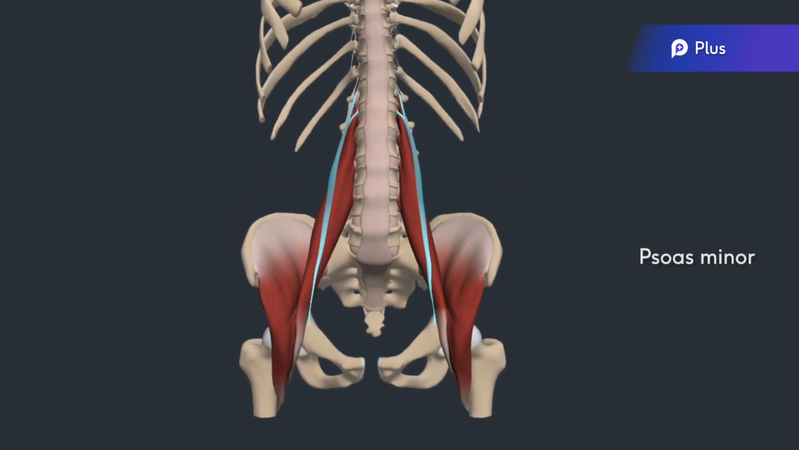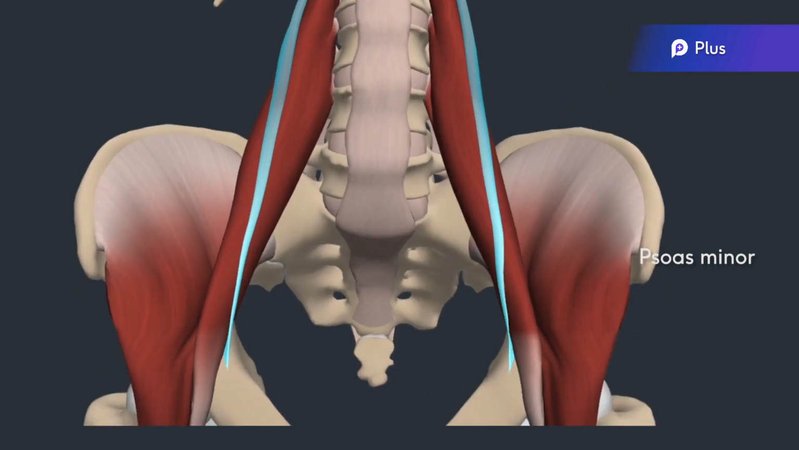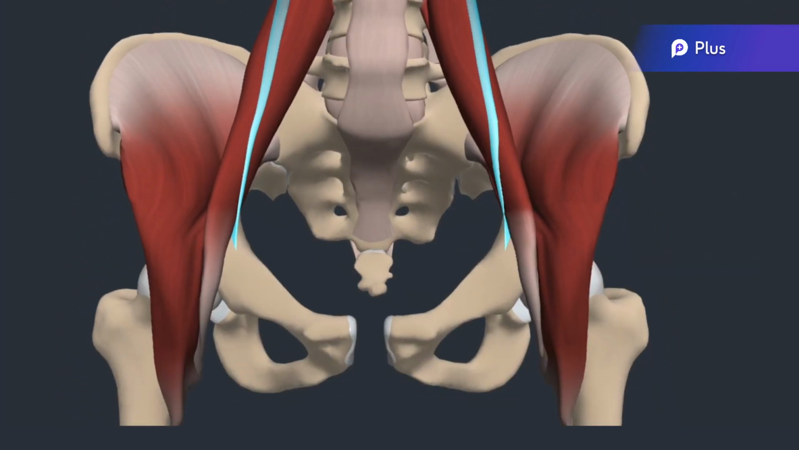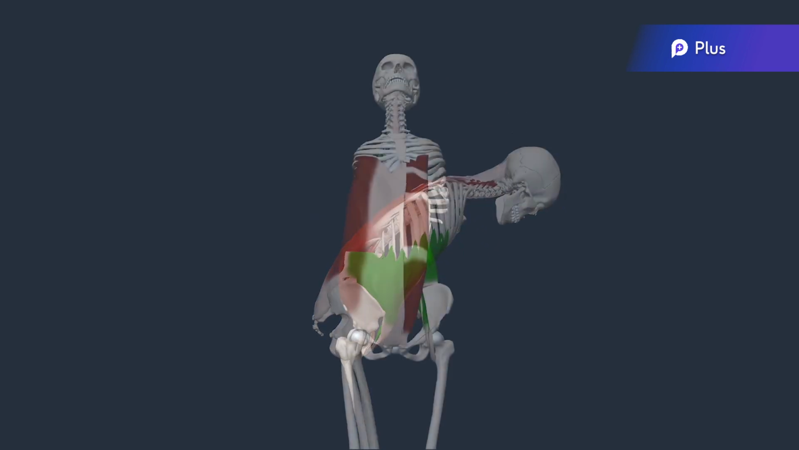It originates from T12 to L5 vertebrae and inserts onto the lesser trochanter of the femur. Psoas minor is a weak trunk flexor and is actually absent in 40% of people. It originates from T12 to L1 and inserts onto the pubic bone. The major flexors of the lumbar spine are in the abdominal wall: the internal oblique, external oblique, and rectus abdominis. We will discuss the abdominal wall muscles later. Let's look at the movement again.